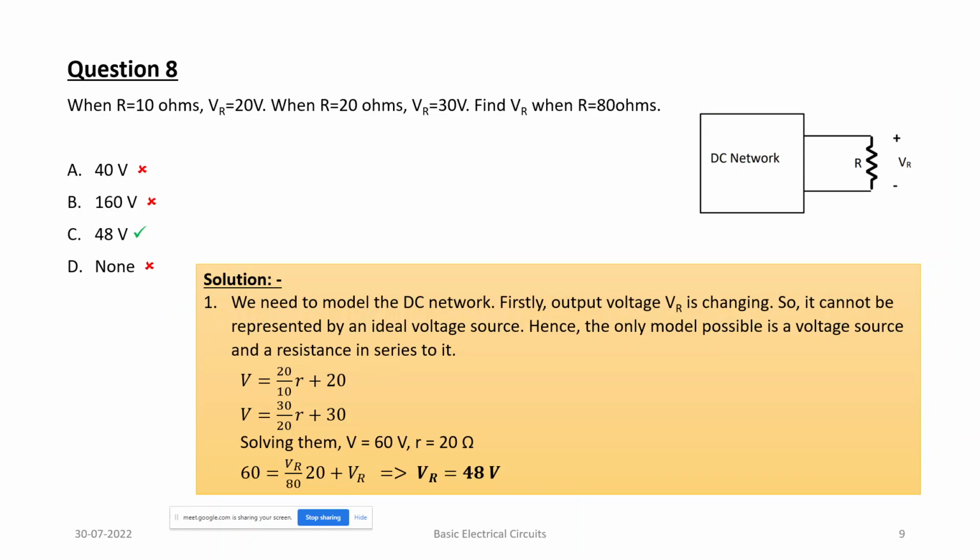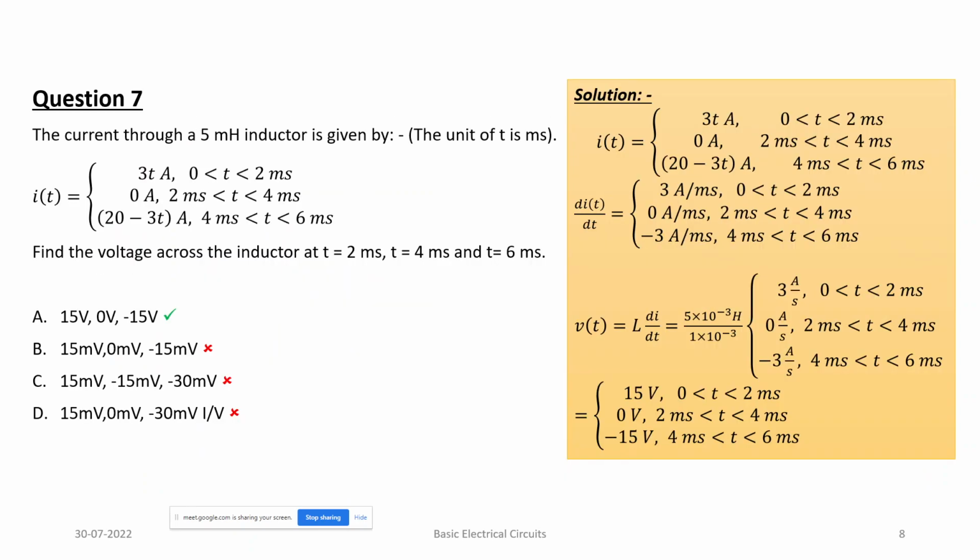Okay. So we have a DC network. We do not know what's inside it. It's a black box, and we have a resistance connected to a port that is taken out. When the resistance is 10 ohms, the voltage across it is 20 volts. When the resistance is 20 ohms, the voltage across it is 30 volts. How do we find VR when the resistance is 80 ohms? So how to do this problem?